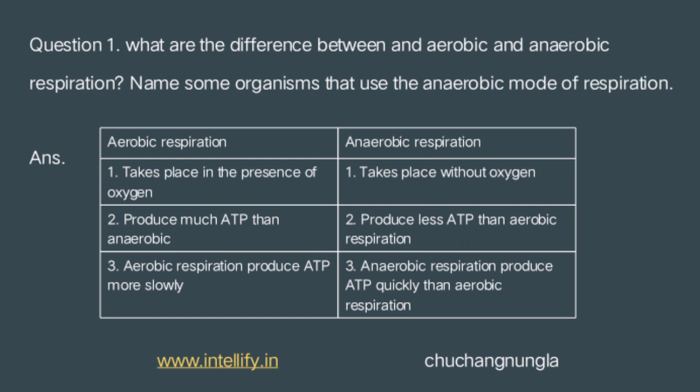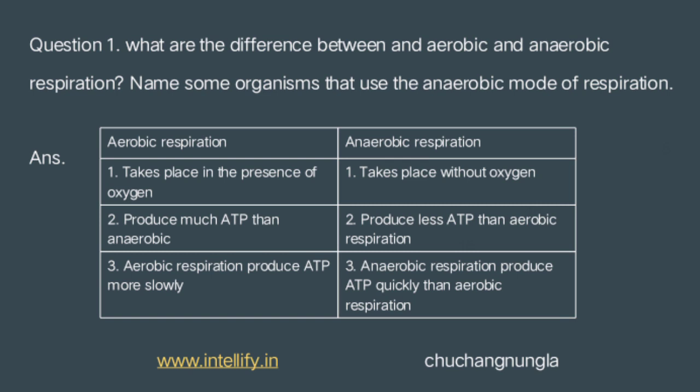So we already know that cellular respiration consists of aerobic and anaerobic respiration, and that aerobic respiration is that which takes place in the presence of oxygen, while anaerobic respiration takes place without oxygen. Now, the main difference is the amount of energy it releases.